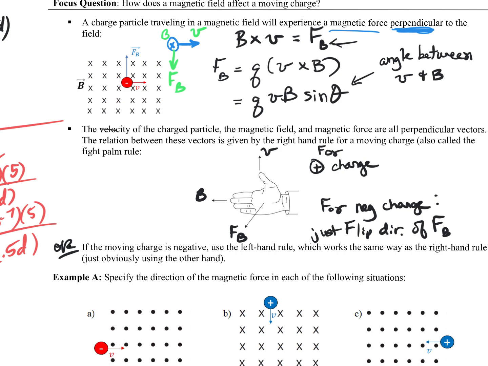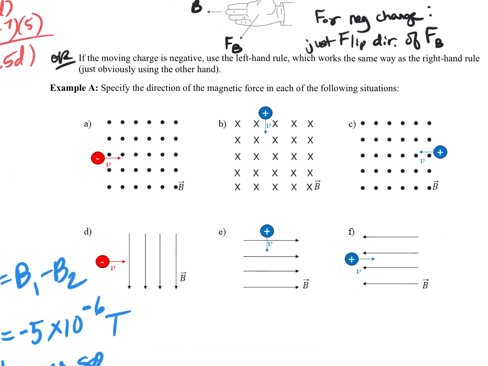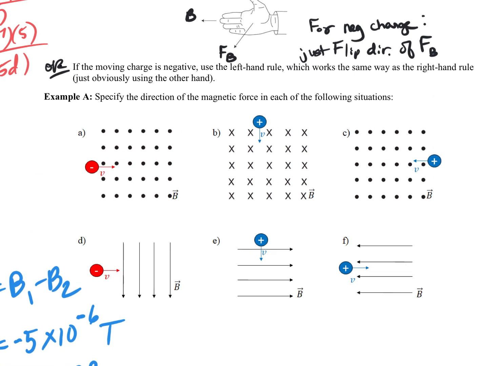So, are we good with these? So we knew this one was what? What was A? What did A end up being? I think it was up. Remember we went back through and said it's a negative charge.